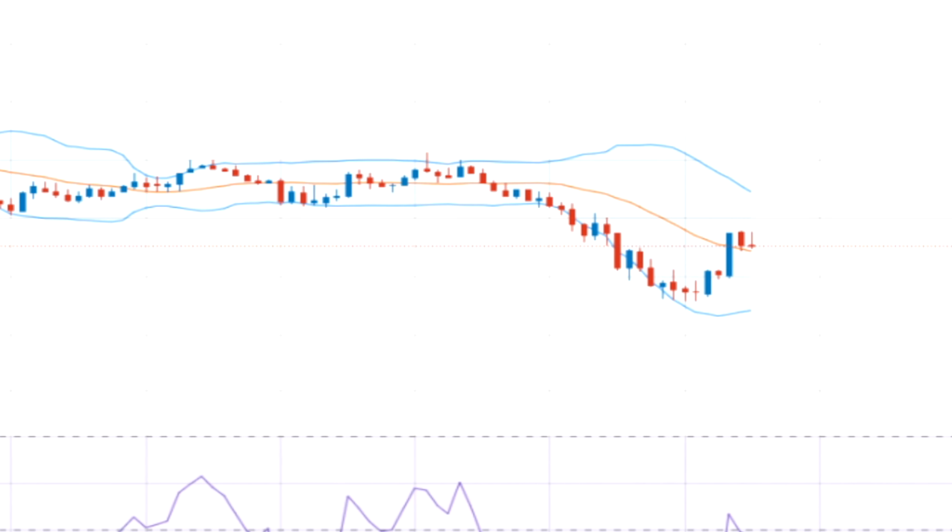The next time it comes down, it makes a new lower low from the previous low. But something interesting is happening. The RSI made a higher low. So we have price making a lower low, but the RSI is making a higher low.